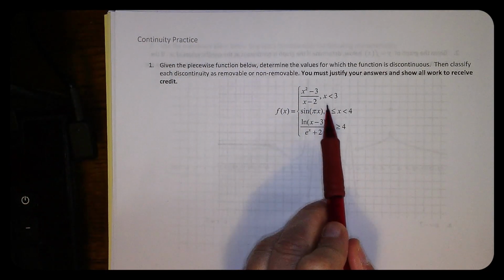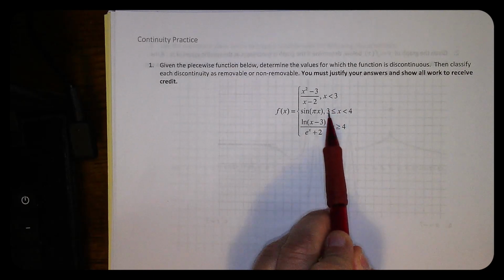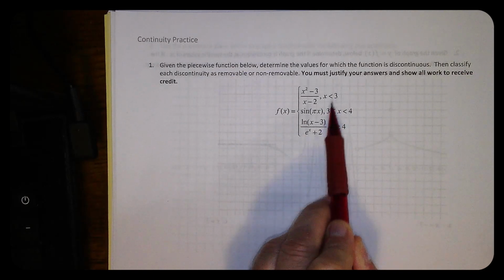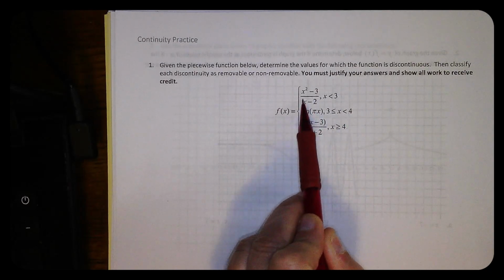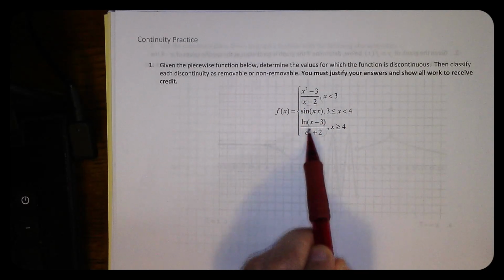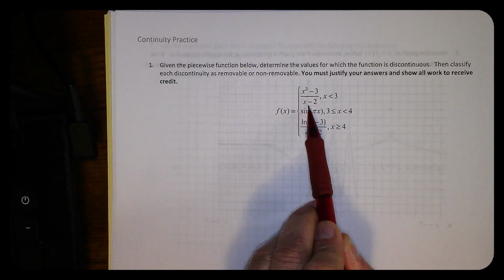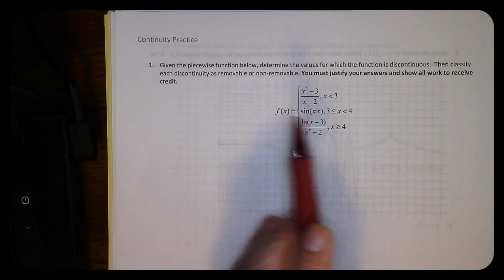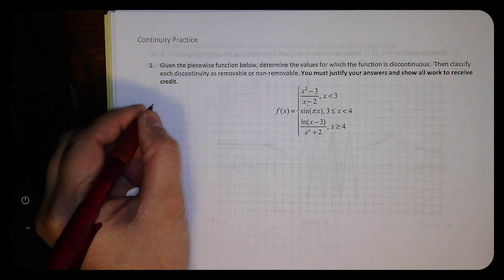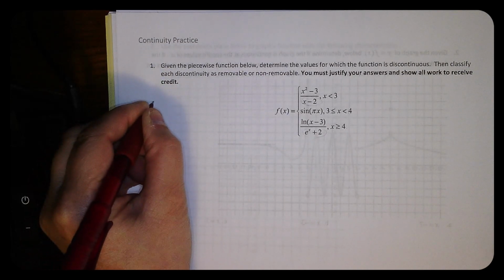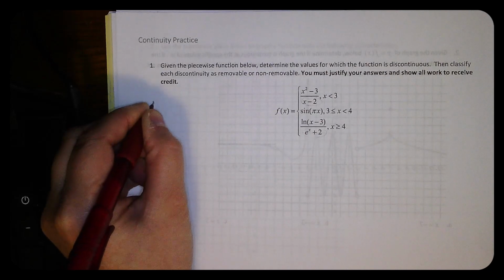So the key places to look are where there's breaks in the domain, so at 3 and 4, but also where there are restrictions in the domain. So first of all, we'll start with 2. Let's consider x equal 2.